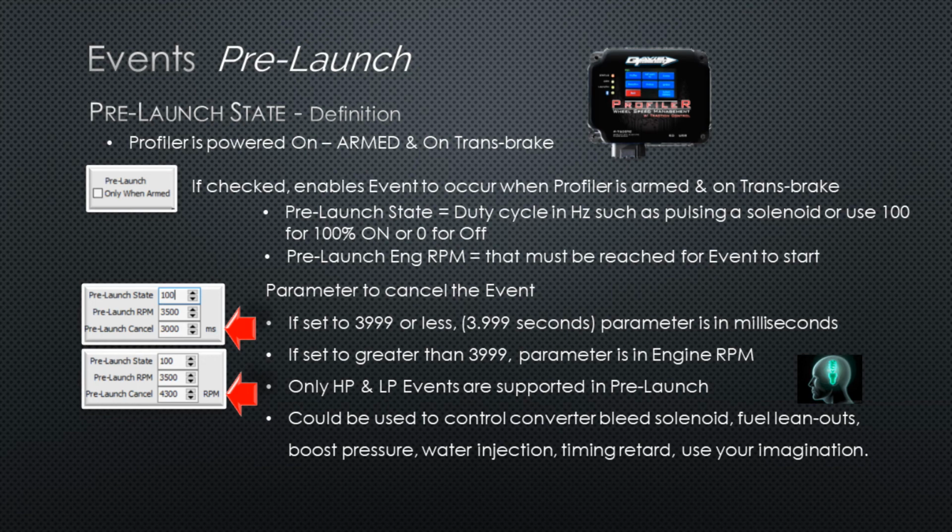Parameter to cancel the event, in other words the pre-launch cancel, you'll see at the bottom of the window. This one's a little bit harder to understand, the way it's programmed. So if the entry in the window is set to 3999 or less, the parameter is in milliseconds. You'll notice there's a MS to the right of that box.